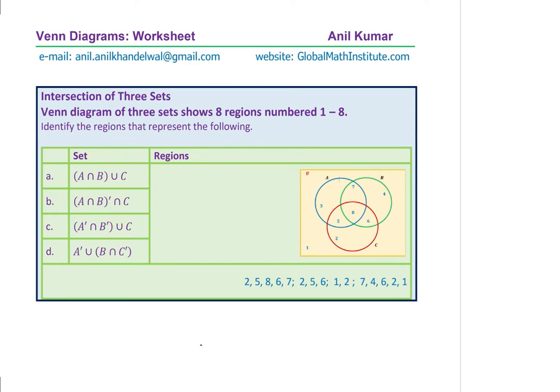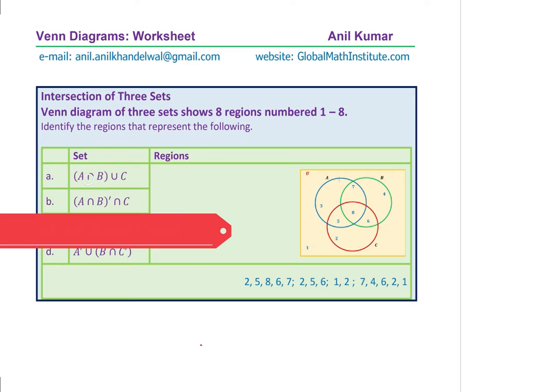If there are three events, which in this case happen to be A, B, and C, you will have three circles overlapping as shown here. Now, I have written a number in each region just to identify the portions and communicate better with you. Now, let's see how we do the first one, which is A intersection B union C.